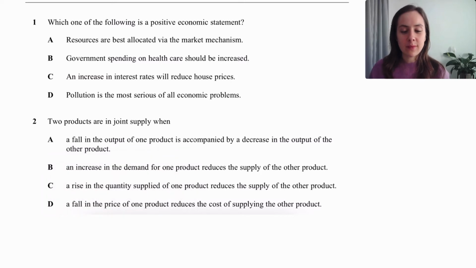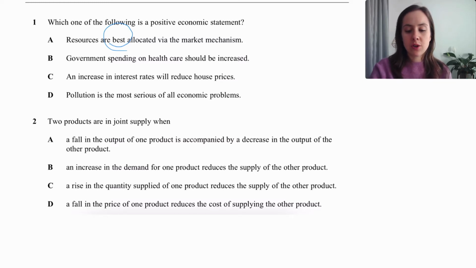A positive statement is something that's testable, so I'm looking for something like that we can do some research and work out if it's testable. So "best allocated", that's an opinion. Somebody thinks something's best this way, somebody thinks something's best this way. "Should be increased" is not testable. "An increase in interest rates will reduce house prices." Okay, this is good. This is conclusive. I can go out and test if interest rates will reduce house prices.